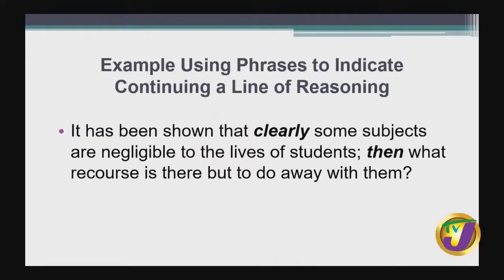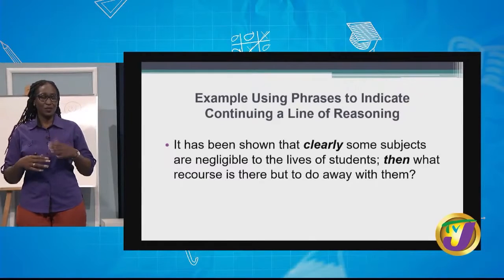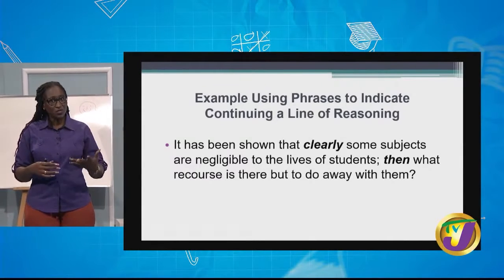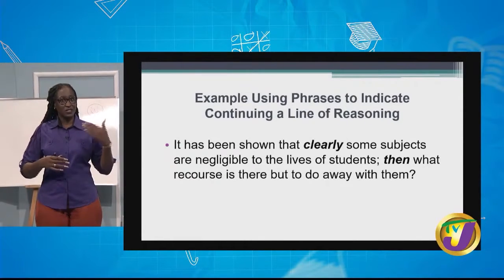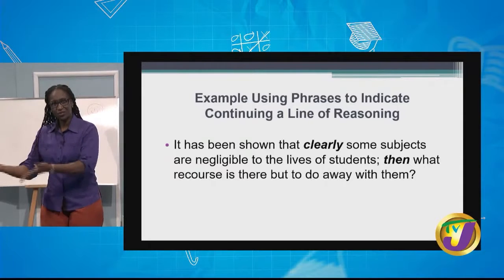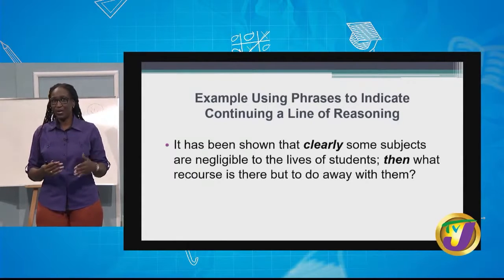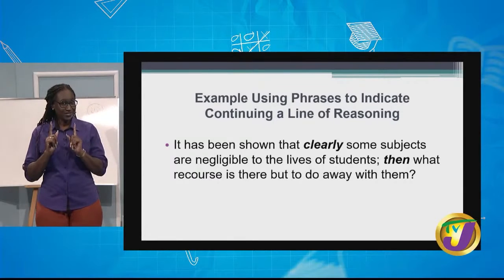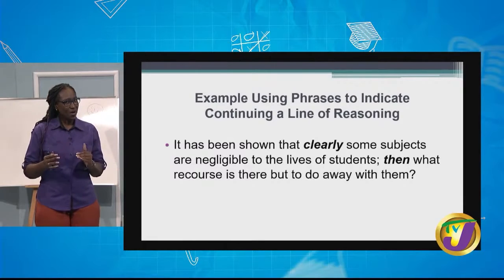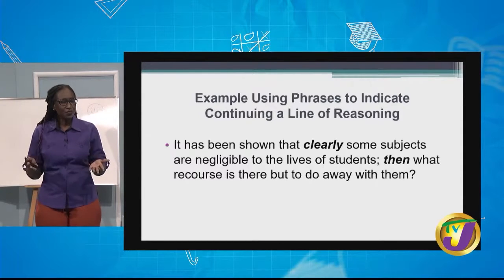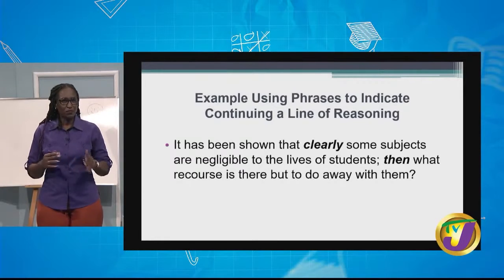It has been shown that clearly some subjects are negligible to the lives of students. Then what recourse is there but to do away with them? So again, you started a line of reasoning. Some subjects are not necessary. And you have continued it now to say, since they're not necessary, then get rid of them. Remember, that's the question we're working with, the idea that there are some subjects that are considered to be less than relevant or not as important as others. So there are some subjects that there are those people who believe students should not be forced to do them.